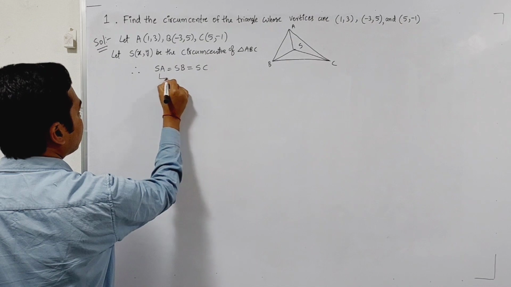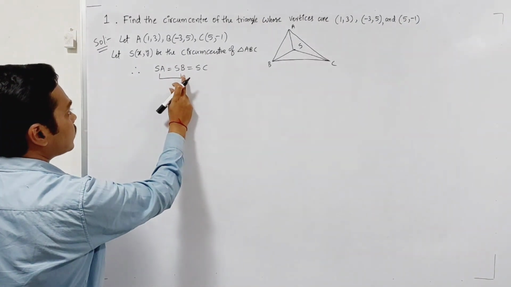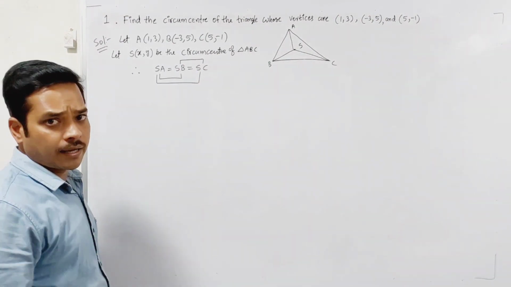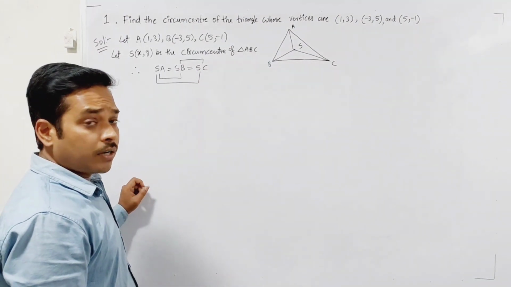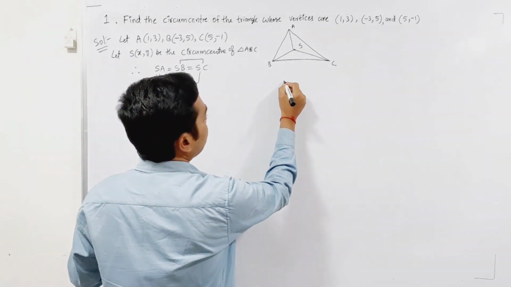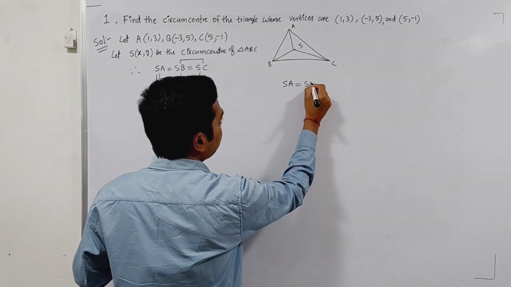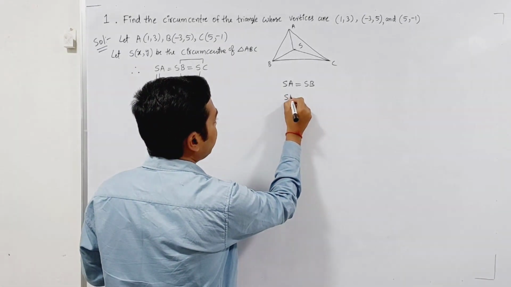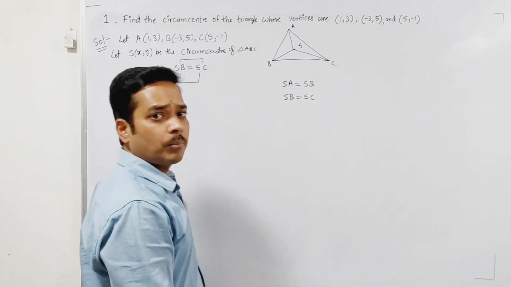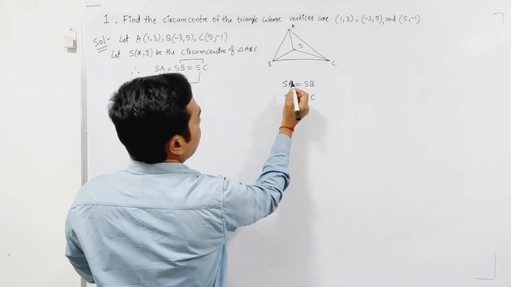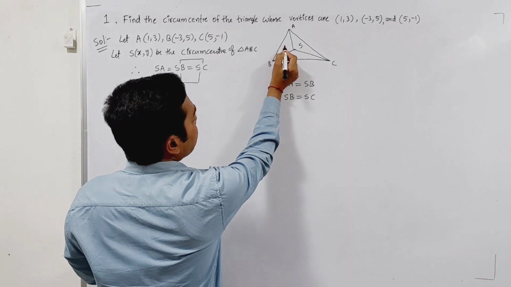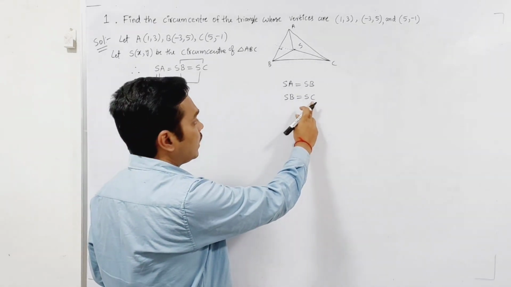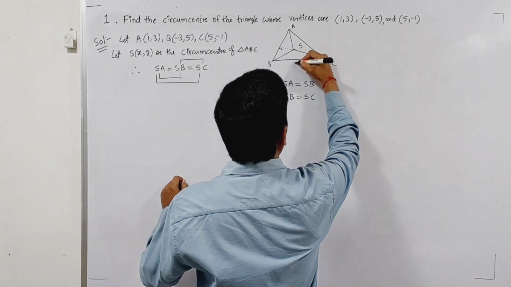In this condition, there are 3 equations. First one is SA equals SB, second one is SB equals SC, and third one is SA equals SC. What do we get when we expand SA equals SB? If we expand SA equals SB, we get the perpendicular bisector of side AB. If we expand SB equals SC, we get the perpendicular bisector of side BC.